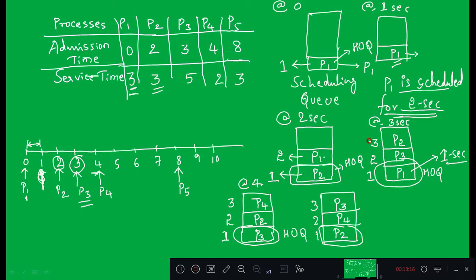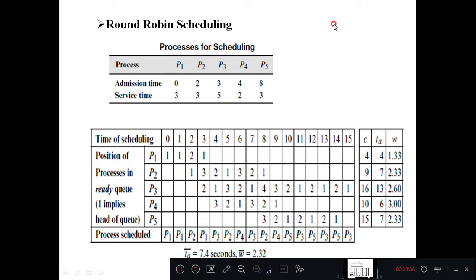I hope you understood this diagram, right? Now we will go to that particular table, okay? He has cleared this concept with the help of those numberings, okay? We will move to that table. In this table you see, right? Here the time of scheduling, the time at which the particular process is scheduled, will be written here. Next, the position of the process in the ready queue.